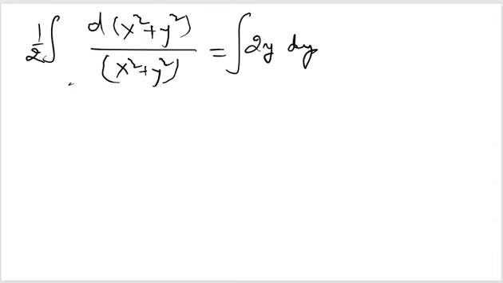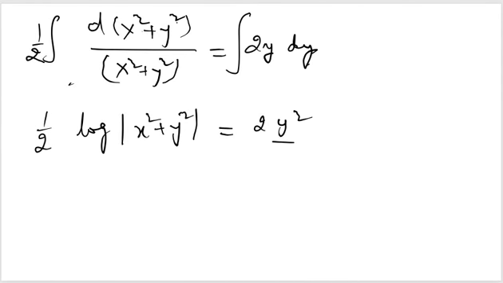This is integrable with respect to x square plus y square. This is integrable with respect to y. So when this is integrable with respect to x square plus y square, d of something divided by the same expression is nothing but a log of that expression. The log function will work over here. Here you are getting the integration of y, which is y square by 2, and then the constant of integration. So that becomes our answer for this question.